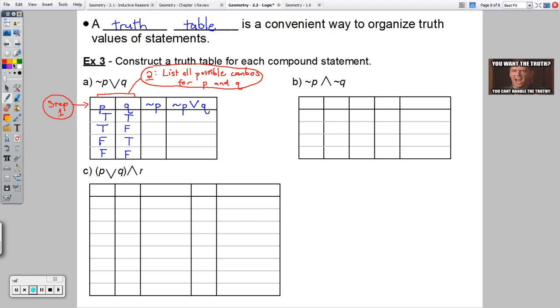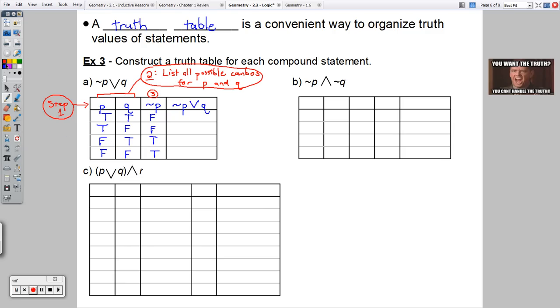And then step 3 is going to be this column right here, step 3. We're going to fill this out. So we need to think about not P instead of P. So I'm just going to take my values here and I'm going to negate them. I'm going to write the opposite of what I see there. So true and true becomes false and false. False and false becomes true and true.